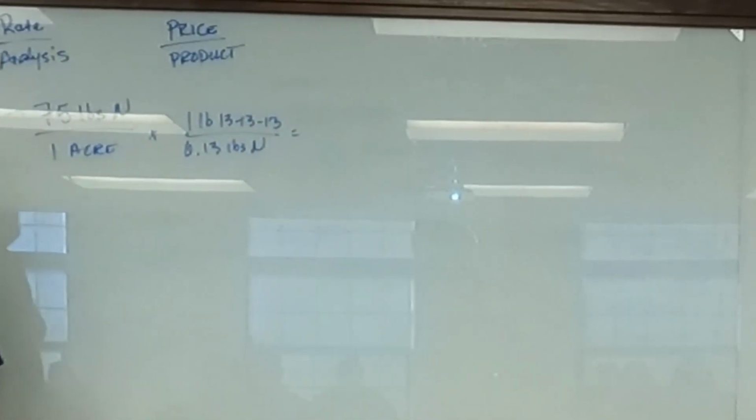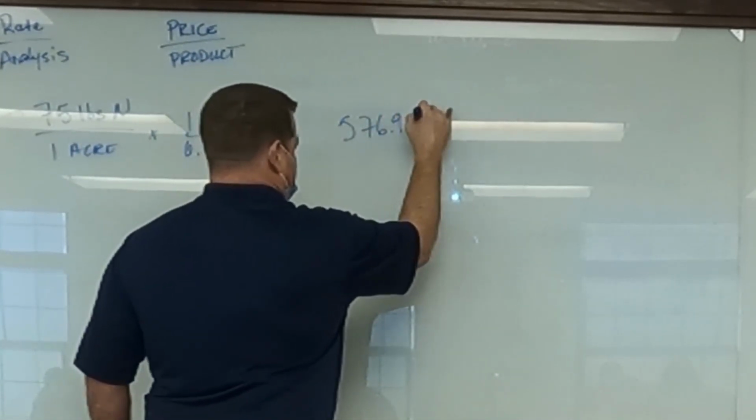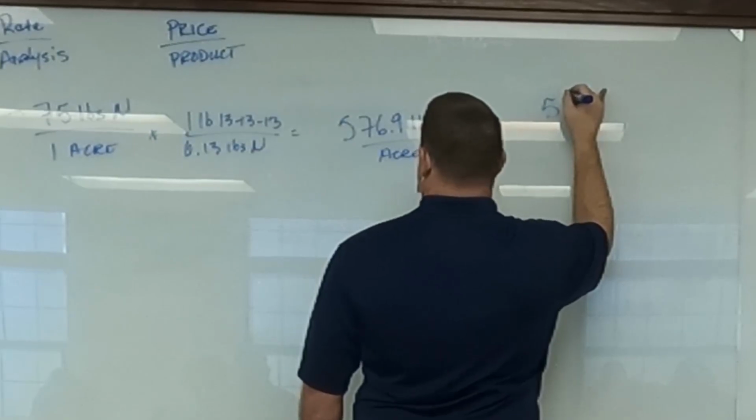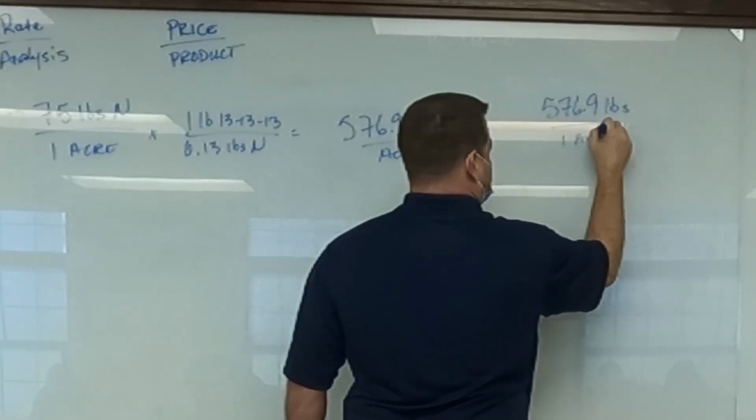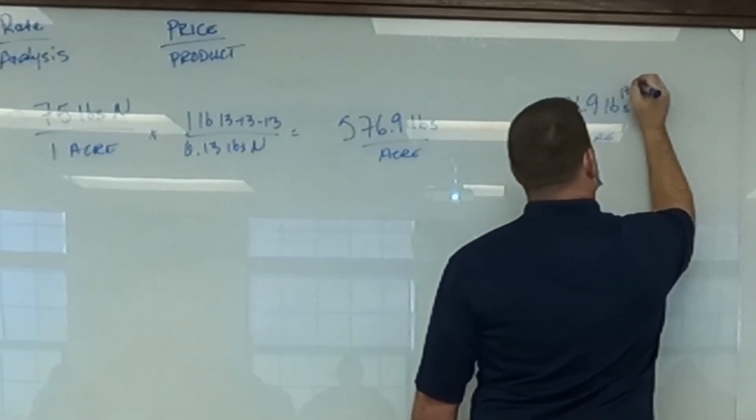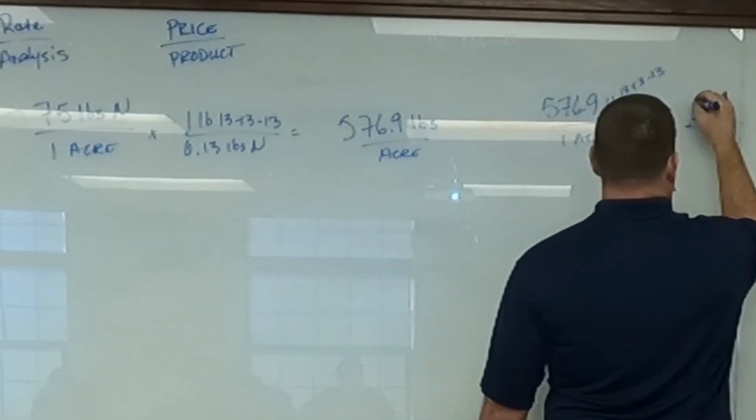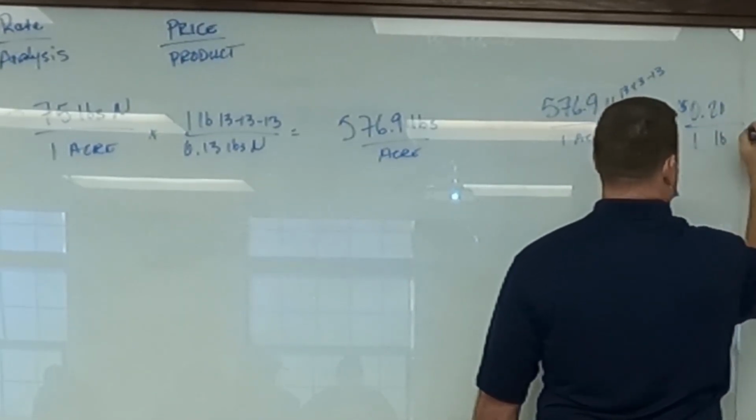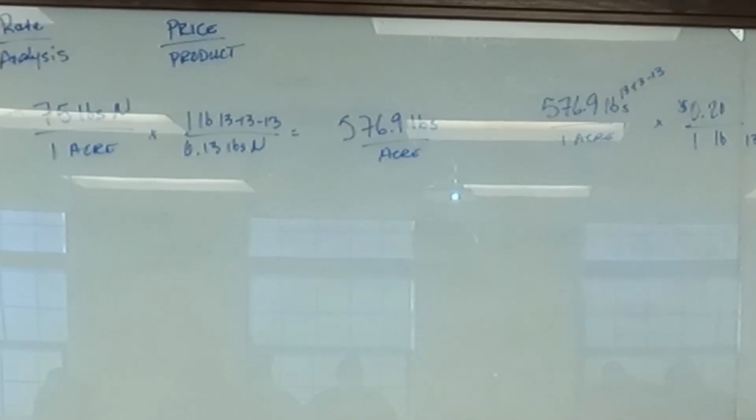How much is that? 576.9 pounds per acre. And how much does that cost? What is the cost of that fertilizer? 1 acre. Pounds triple 13. It's $0.20 for 1 pound of triple 13. $115. It's $115 per acre.